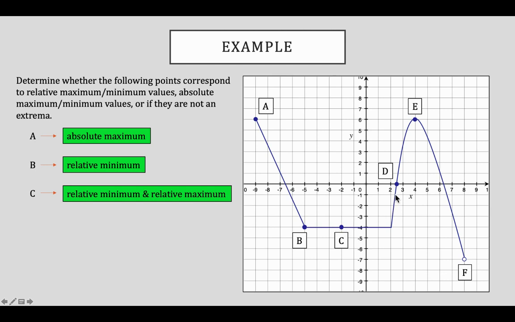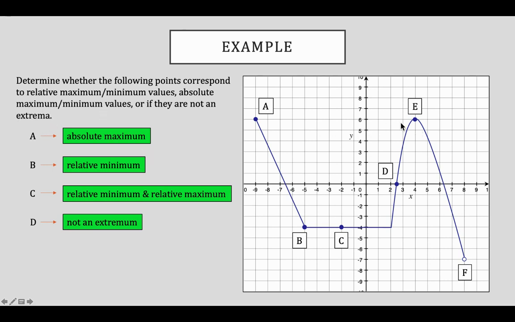All right, moving on to point D. Well, it's definitely not an absolute max, definitely not an absolute min, right? If we look at points to the left and to the right of point D, notice that to the left of point D, my y values go down. To the right of point D, my y values go up. Therefore, D is not going to be an extremum. Extremum is the singular terminology of the word extrema.